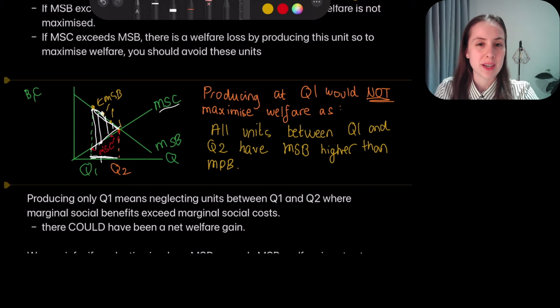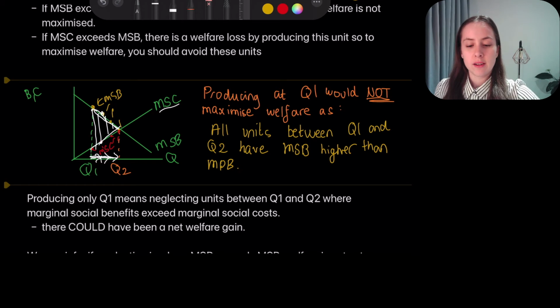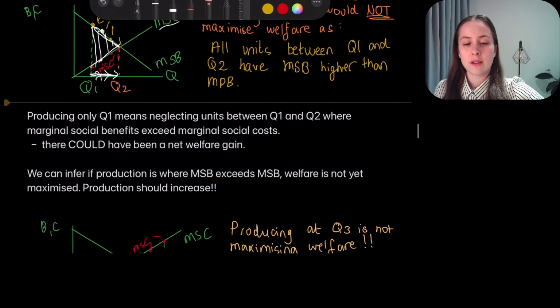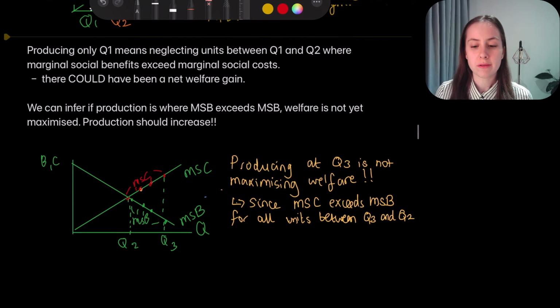As a result, we can infer that at Q1, welfare isn't the highest it could be. There's still more welfare to be gained because there are still units that can be produced where the MSB is higher than the MSC. So what I've written there is: producing at Q1 would not maximize welfare. There are still units that could add more benefits than costs to society. Therefore, if you wanted more welfare, you should produce more. You should produce all of these units that have more benefits than costs. That's what I've summarized in that paragraph.